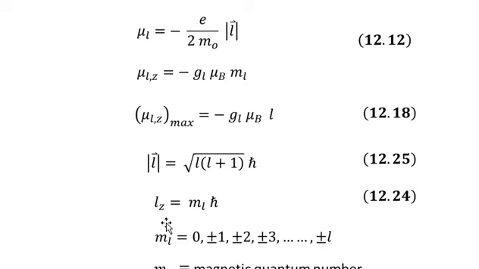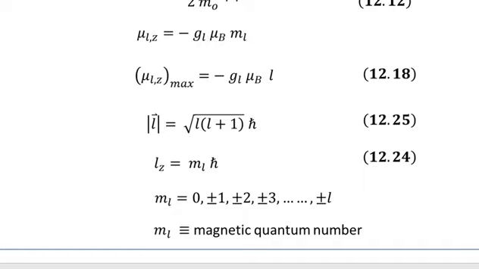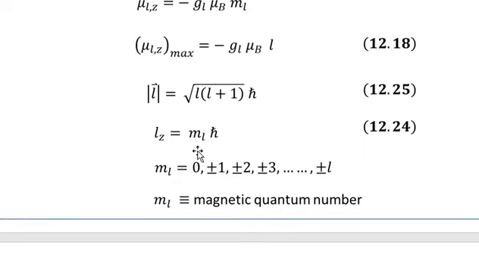Then you see that the z component of the orbital angular momentum is given as shown in equation number 24, which is equal to ml times h bar, where ml is the orbital magnetic quantum number. ml has the following possible values: ml could be equal to 0, plus minus 1, plus minus 2, and so on up to plus minus l. That is, the maximum value is equal to either plus l or minus l. So you see that this was presented in lecture number 12A.